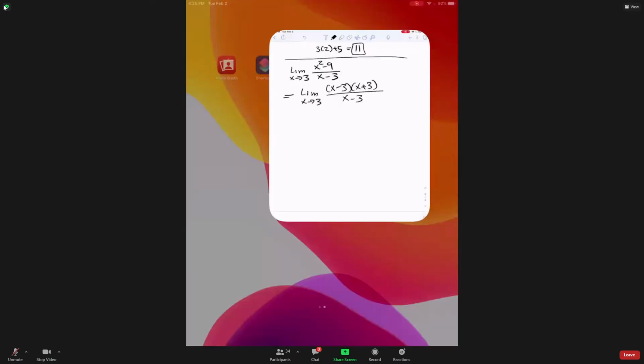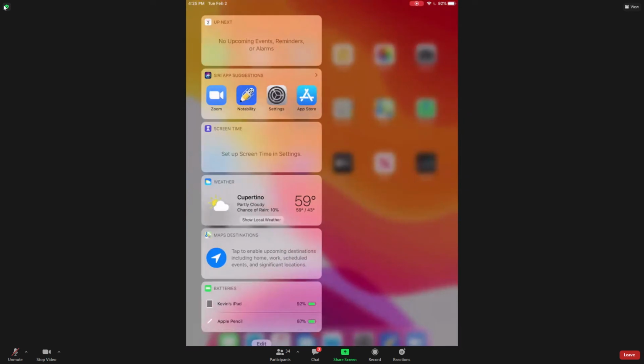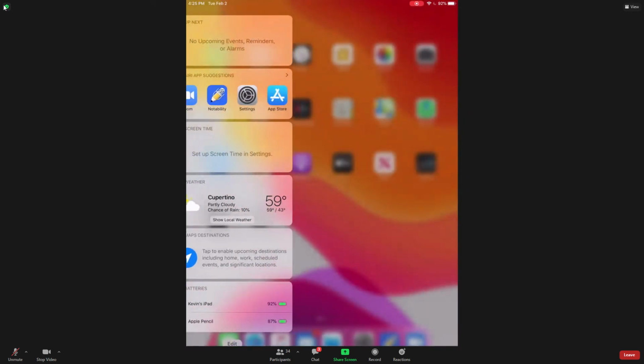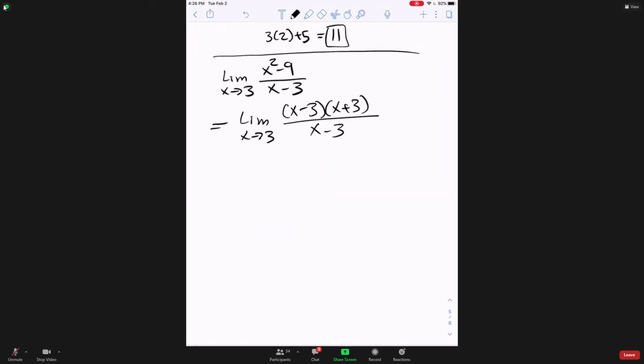Want to check something real quick here. iPad, Apple Pencil is at 87%. Okay. I knew there was a battery in this thing, the Apple Pencil.